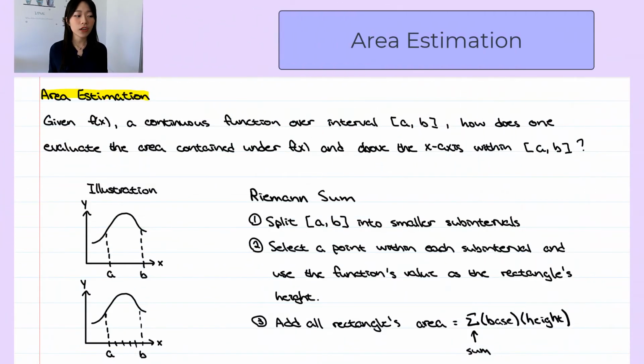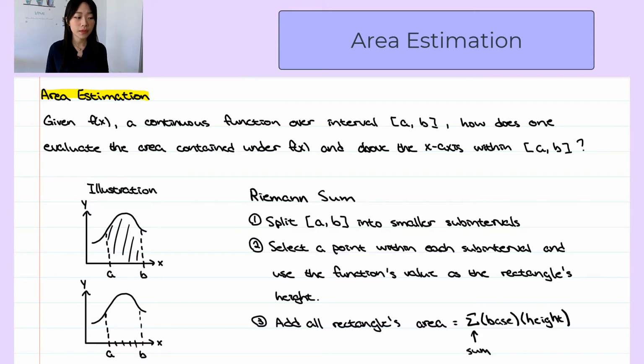Given a continuous function f of x over interval a to b, how does one evaluate the area contained under f of x and above the x-axis within a to b? That is, we want to find this shaded area. We're going to estimate this area using the Riemann sum.